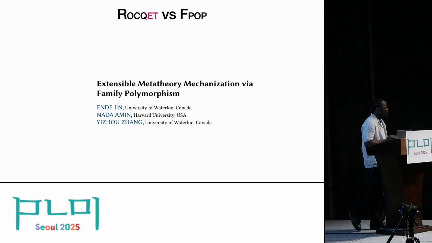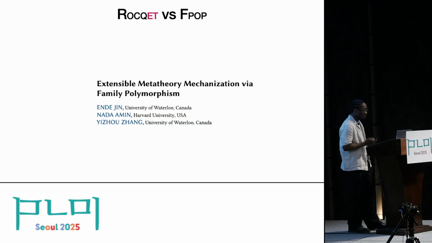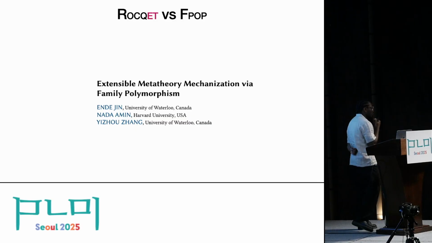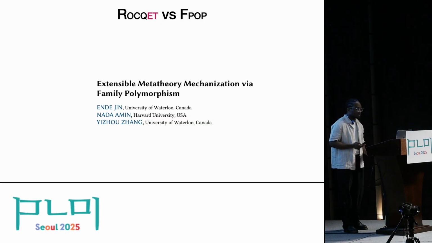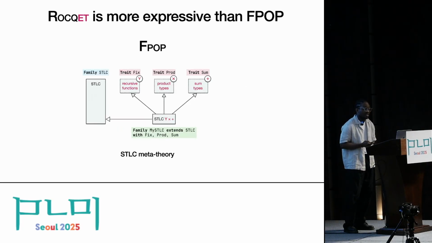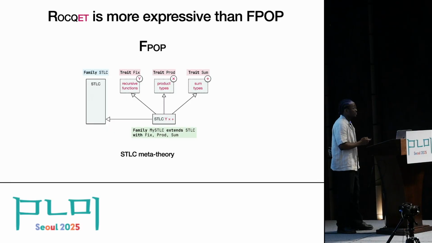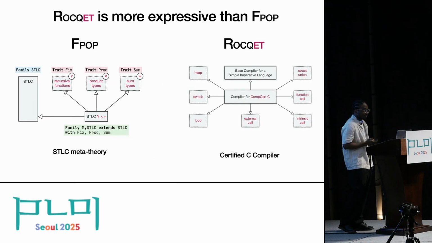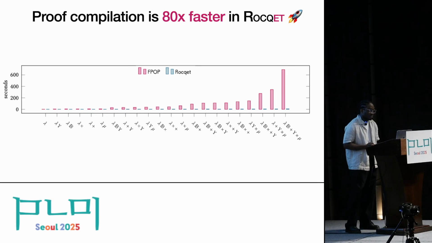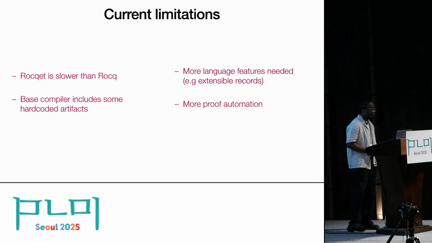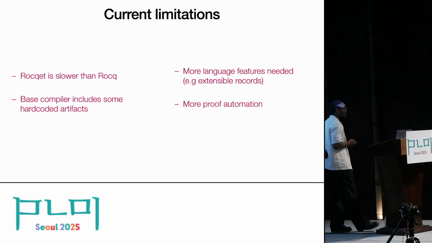So Rocq is a generalization of a previous work called FPOP. So FPOP adds an inheritance mechanism to Rocq to enable composable and extensible STLC metatheories. So the key generalization of FPOP is that we support nested families. So Rocq is more expressive than FPOP, so we can scale from an STLC metatheory into a certified compiler like CompCert. Another thing where Rocq shines is that Rocq is 18 times faster than FPOP because of some performance improvements we do. Okay, so it has some limitations as well. So Rocq is currently slower than Rocq. We need some more proof automation, and we need some more language features like extensible records.